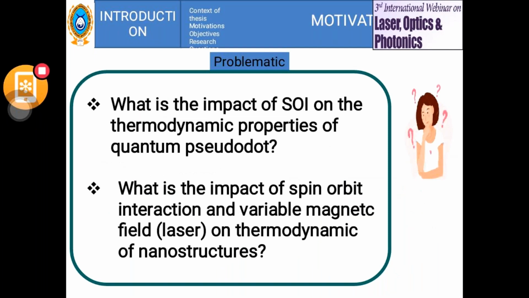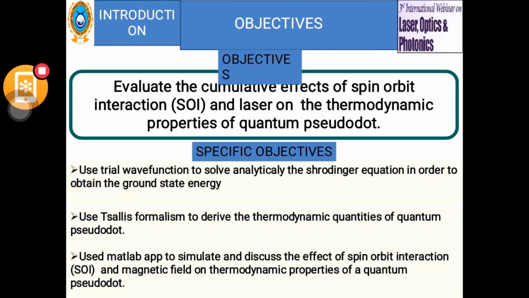What is the impact of spin orbit interaction on the thermodynamic property of quantum pseudodot? What is the impact of the spin orbit interaction and a variable magnetic field, here called laser, on the thermodynamic property of the nanostructure? To answer those questions, we have some objectives to evaluate. The main objective here is to evaluate the cumulative effect of spin orbit interaction and the laser on the thermodynamic property of quantum pseudodot.